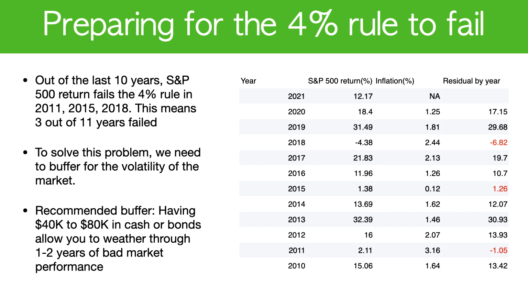And this can only be done during a good year. For example, in 2019, where the S&P 500 return is 31%, you can take a little bit more than 4% to weather through that storm. Okay, so by now you probably understand that the 4% rule is really a strategy for the end game.